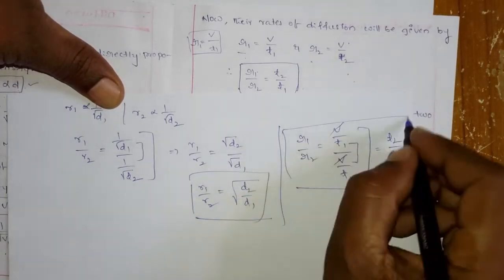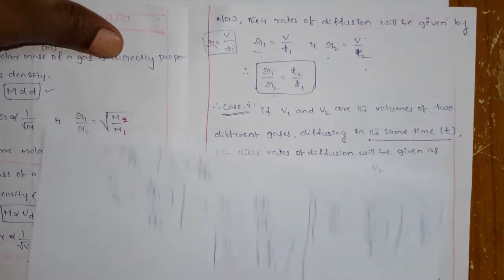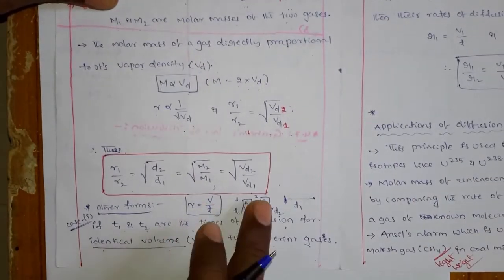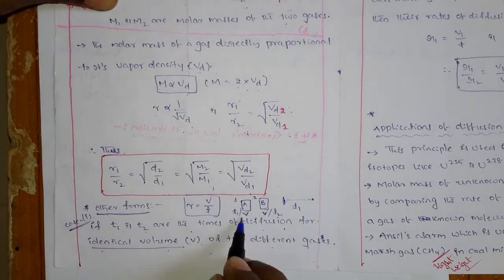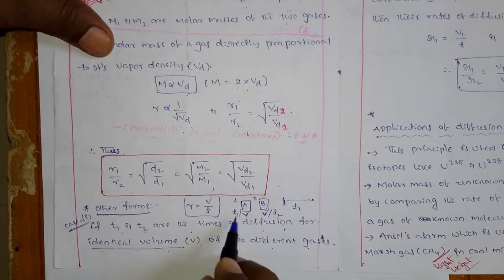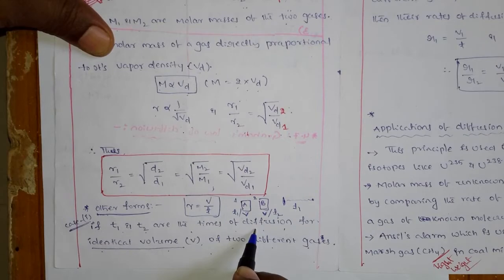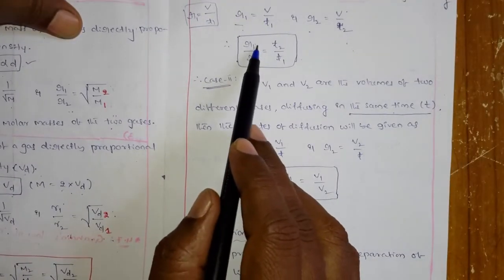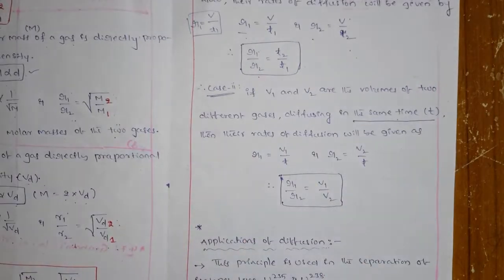So that means there is one condition: there are two different gases with the same volume, but their times of diffusion are different. Under that condition, the rate ratio R1 by R2 is equal to T2 by T1.